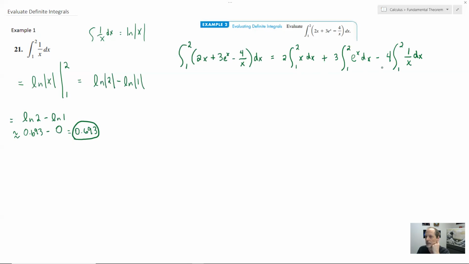Okay, so now that we see what we need to do, this is going to be, well, we just saw this, x squared over 2 times 2, so 2 times x squared over 2, running from 1 to 2, plus 3 e to the x, because the integral and the derivative of e to the x is e to the x, running from 1 to 2, minus 4, and then this becomes ln of the absolute value of x, running from 1 to 2.